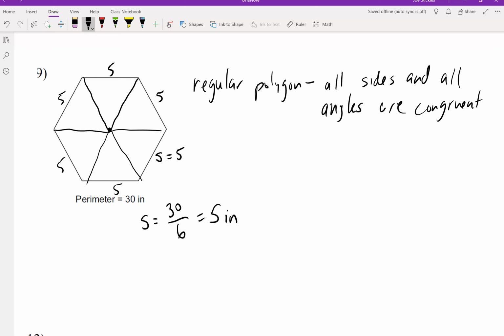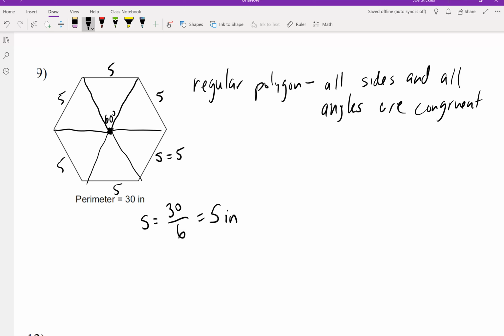Okay. Also, imagine standing here at this point. If I spin all the way around that point, I go 360 degrees. So I've divided 360 degrees into 6 pieces. So I know that each of these angles here is 60 degrees. This is helpful information.